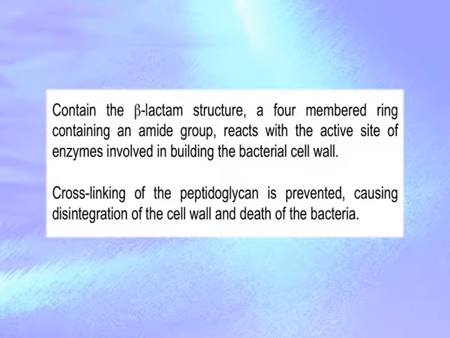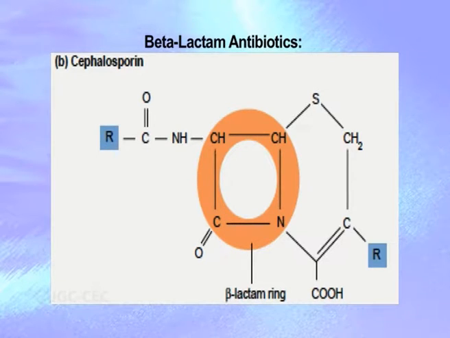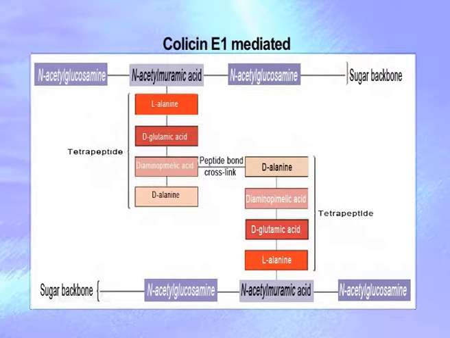So cross-linking of the peptidoglycan is actually prevented by beta-lactam antibiotics. The antibiotics of this group are predominantly penicillin and cephalosporin. Here you can see that the cross-linking step is being restricted by the beta-lactam antibiotics. And now comes the question of development of resistance.